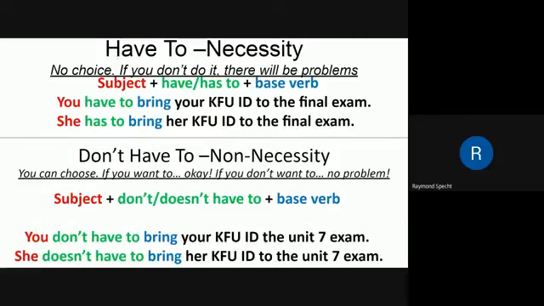Okay. Have to is a necessity. You have no choice. If you don't do it, there will be problems. Subject plus have or has plus to plus the base verb. So subject have to base verb, subject has to base verb. All right. You have to bring your KFU ID to the final exam. She has to bring her KFU ID to the final exam.